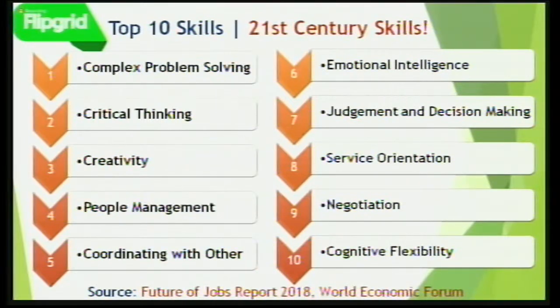In these skills: complex problem solving, critical thinking, creativity, people management, coordinating with others, emotional intelligence, judgment and decision making, service orientation, negotiation, and cognitive flexibility. But in these skills, one important skill is missing, which is most stressed in our education system, I believe, which is memorization. It's not there at all. It means industry needs something else. So there is a gap. It's called the academia and industry gap, which we need to fill as an educator.